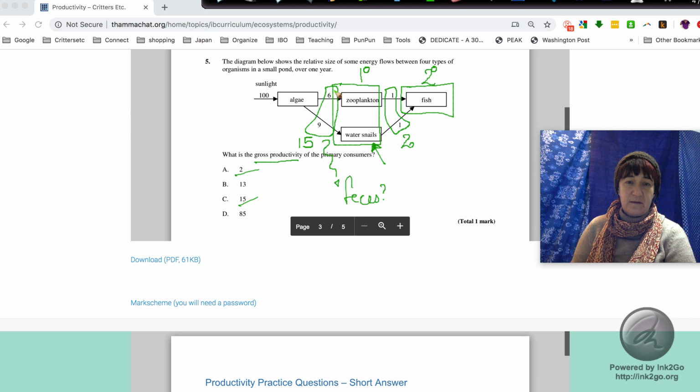So they took in this much, and they gave out this much. So 2 is their net. 2 is MPP. This seems like it's a bad question because I don't know how much of the algae they actually absorbed into their bodies. I know that they were left with 2 units of energy that they could share with the fish.